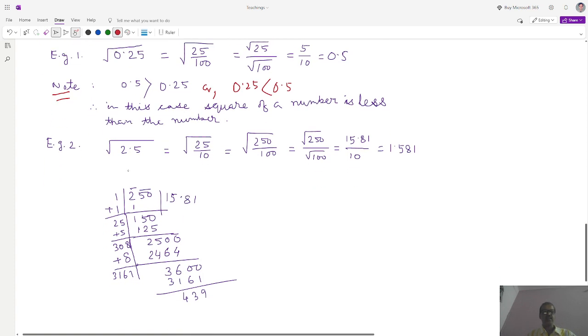Now we are taking another example, root over 2.5 equals root over 25 by 10 equals root over 250 by 100. If we multiply numerator and denominator by 10, then the denominator will be a perfect square number. So this will be root over 250 divided by root over 100. We will get root over 250 equals 15.81 divided by 10 equals 1.581.